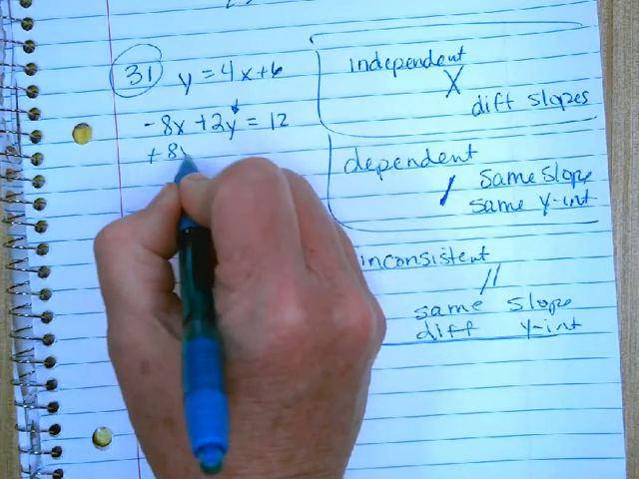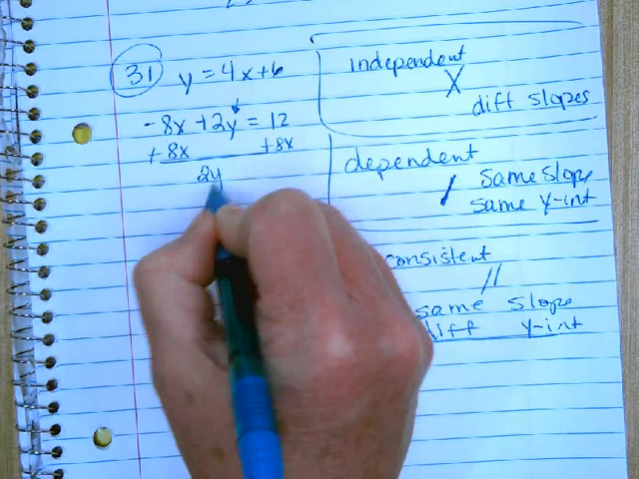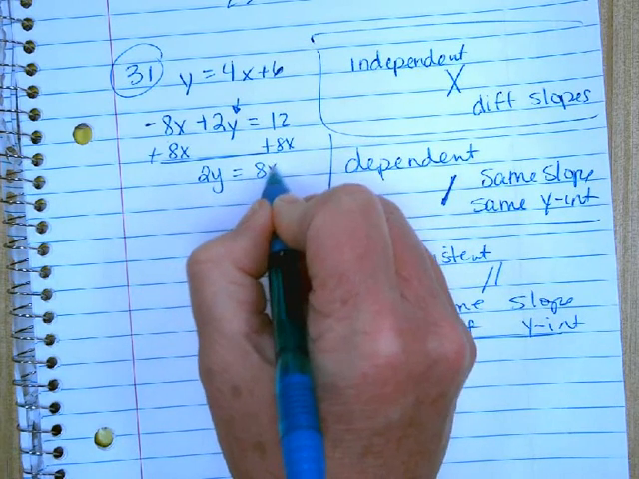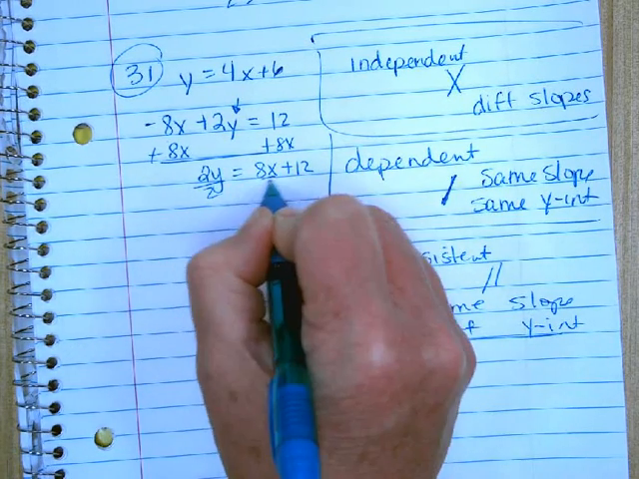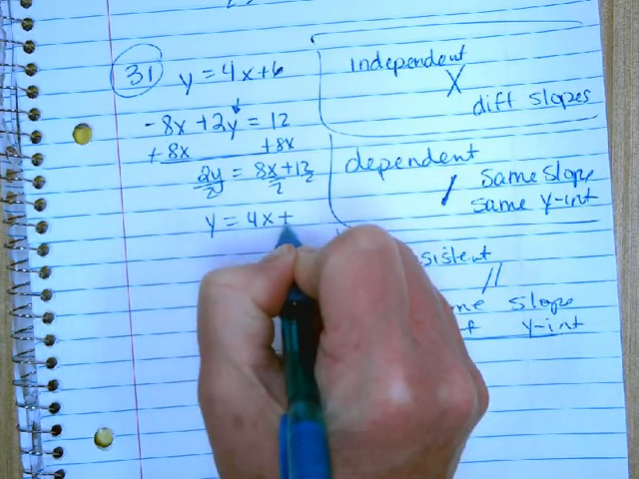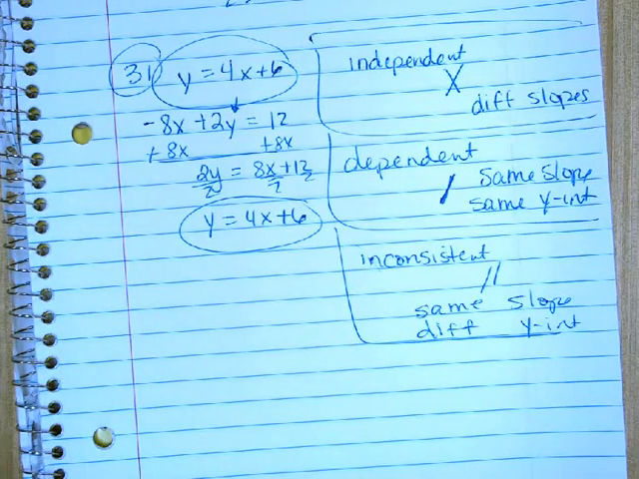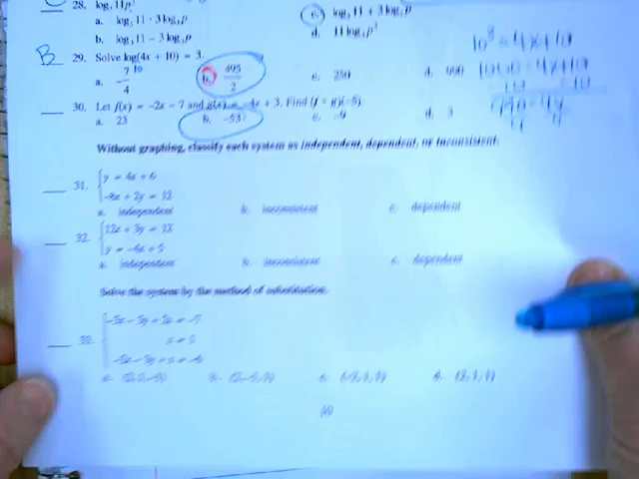I'll add 8x to each side. So it says 2y equals 8x plus 12. Divide by 2. Y equals 4x plus 6. These are the same equations, so these are dependent. So number 31 is C.